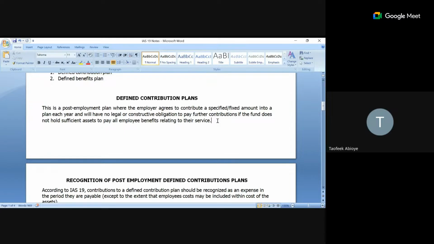I want us to react if you get that. In a defined contribution plan, an employer contributes specific amounts into a plan every year. Now, what are we going to take note of?